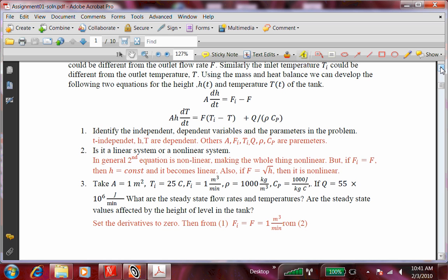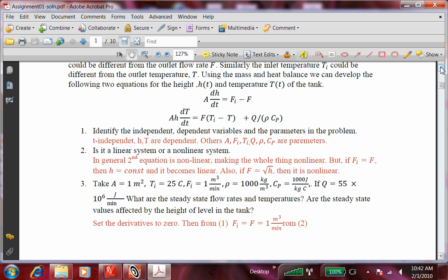Okay, the only point I wanted to make in the preliminary part of the first assignment is about the nonlinearity. There are two equations, and identifying independent and dependent variables, they are all okay. T is the independent variable, and height and temperature are the dependent variables in these two equations. Everything else is a parameter, in the sense these are numbers that are given to you.